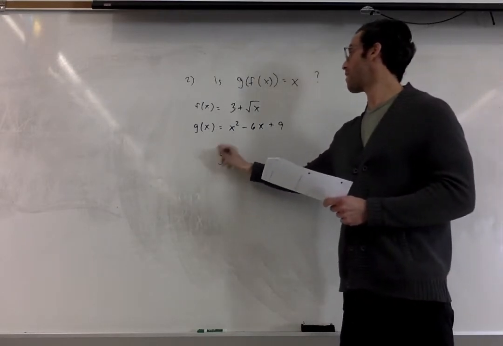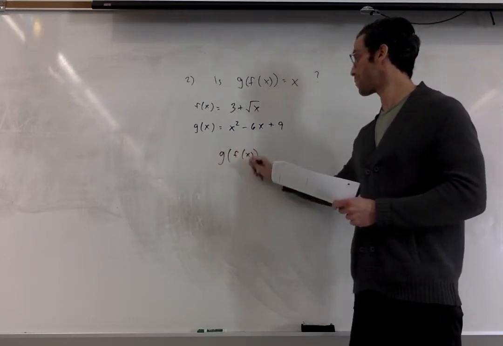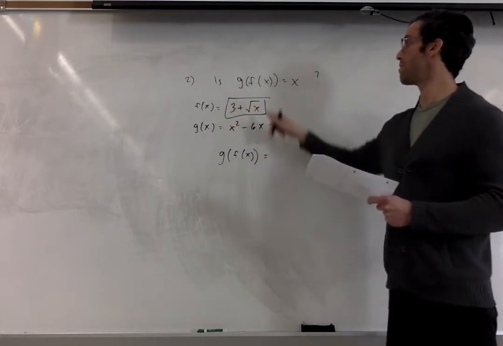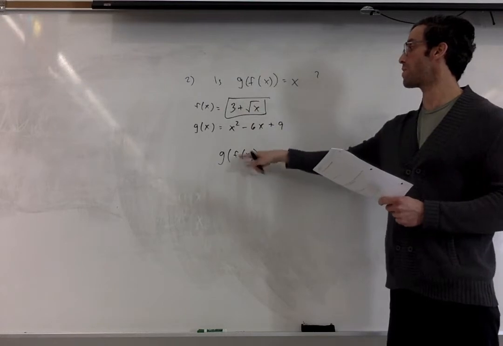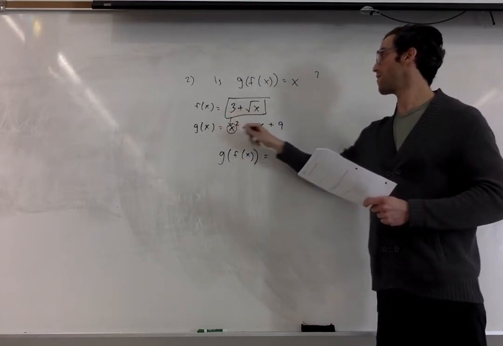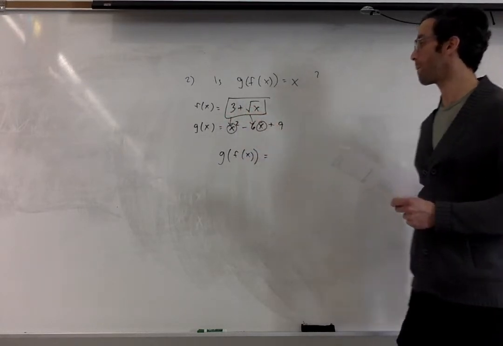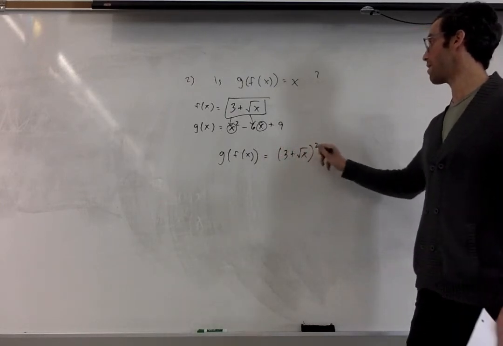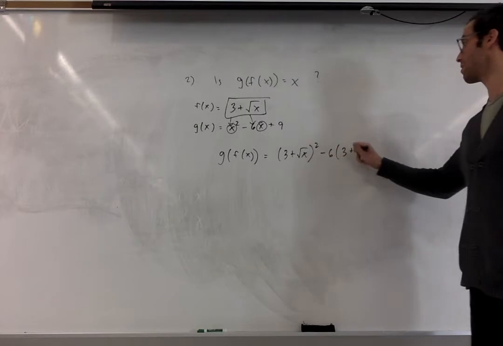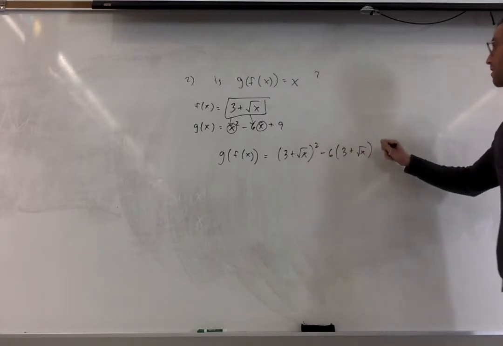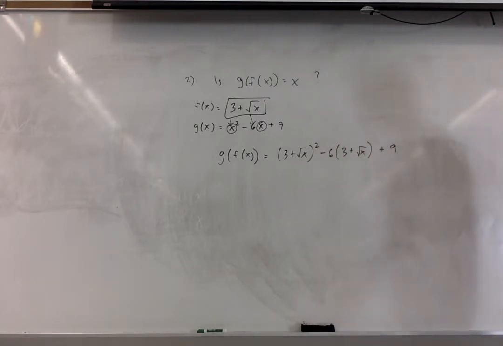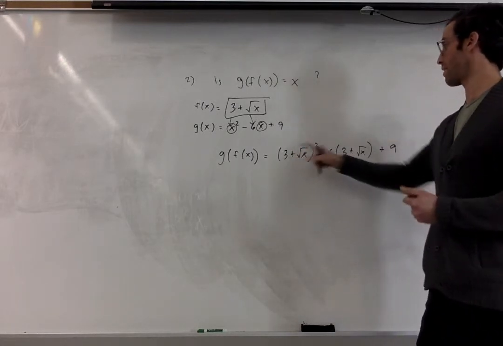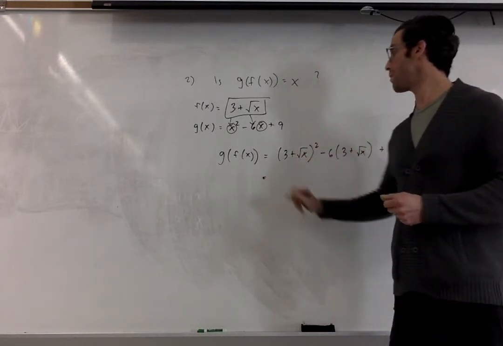Now we're trying to figure out what's g of f of x. Show this work. So we now plug in this expression, what f equals, in for the x in function g, there and there. So we get (3 plus root x) squared minus 6 times (3 plus root x) plus 9. I'm just doing composition, plugging in the f of x instead of x in the g function. Now we just simplify this.